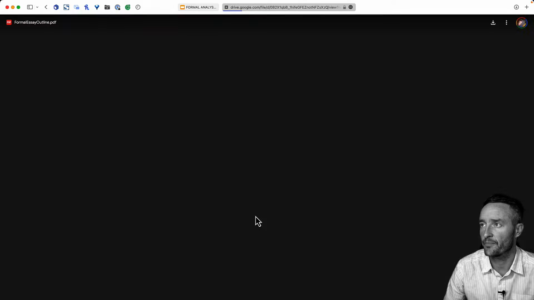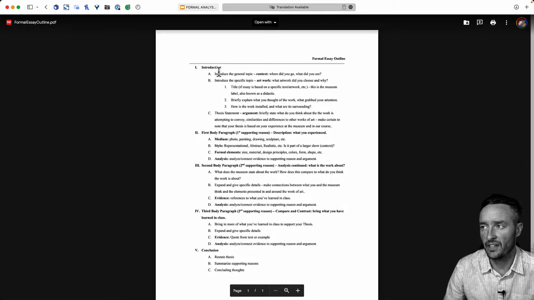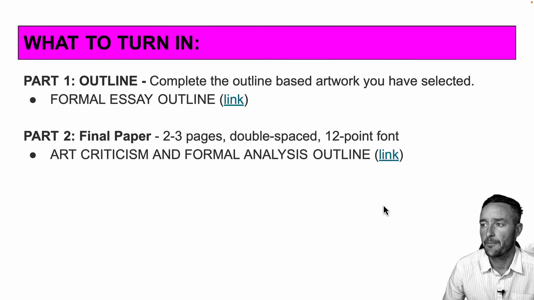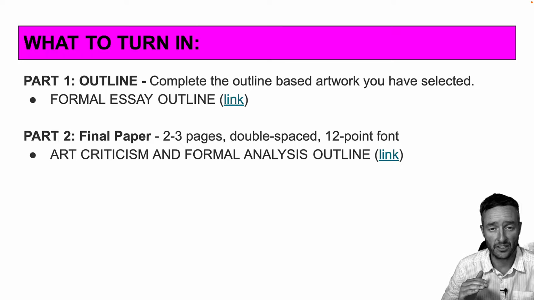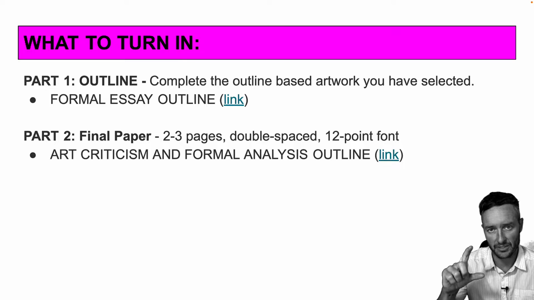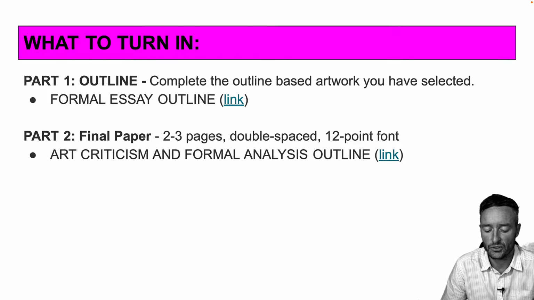When I link to it here, you can see it's a very specific document that's going to ask you specific questions. I just want you to answer those questions and basically fill in the content based on your artwork. Now, the final paper is going to be a 2 to 3 page paper, double spaced with 12-point font. Don't give me a huge header with your name and the course number and all that stuff. I really mean 2 to 3 pages based on you having a title and your name on the paper, but not taking up a ton of space as that initial header.